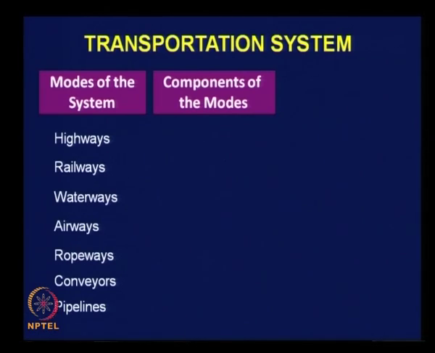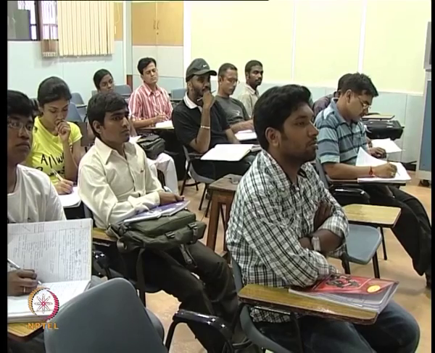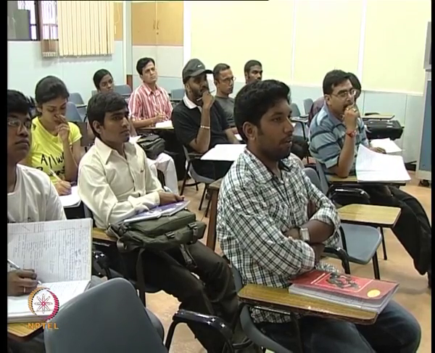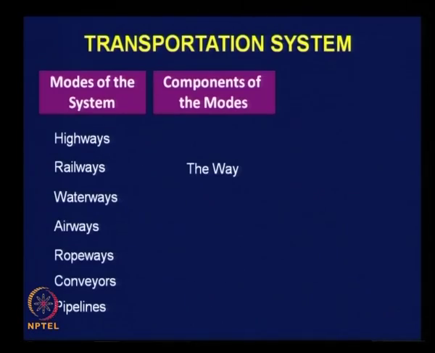Can you identify a set of major components in general which is applicable for any of these modes? You may realize that there is a pathway needed for mobility, for transportation. So you can understand the way to be one of the major components of any mode, and then to carry the goods and people on the way we need a vehicle. So vehicle is another important component.